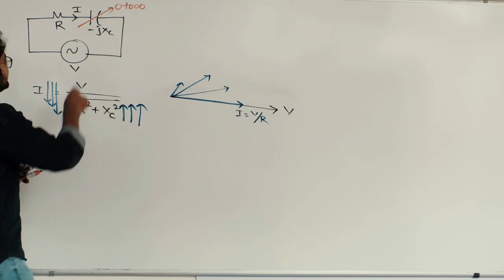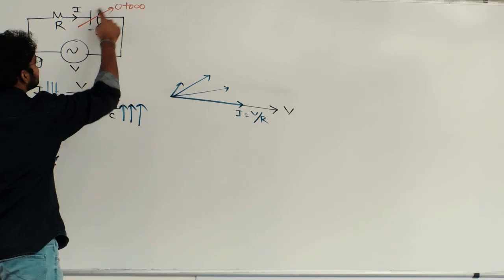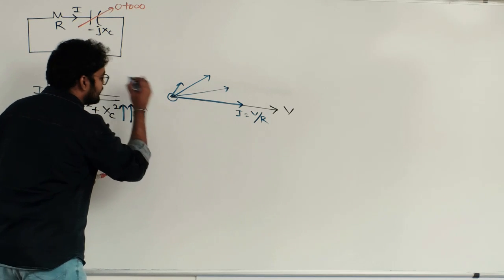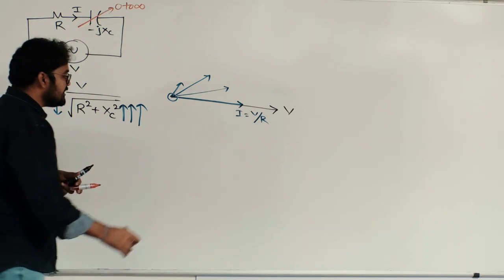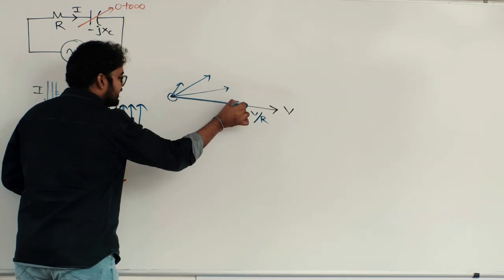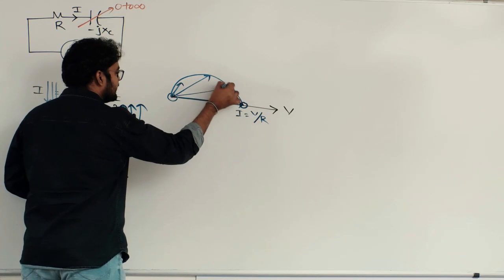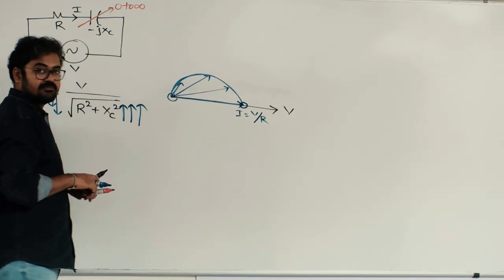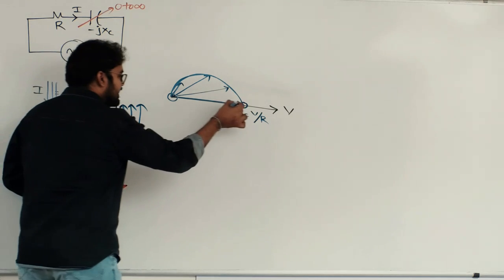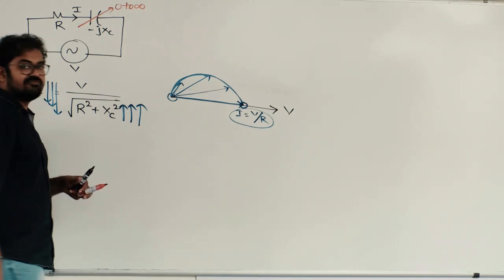Finally, let us say reactance reaches infinite. Infinite reactance means open circuit. Then current reaches 0 value. So see, current started at this point, finally ended at this point. If I touch all these nodes, it will trace like a semicircle. And what is the diameter of this semicircle? The diameter of this semicircle is equal to V by R.